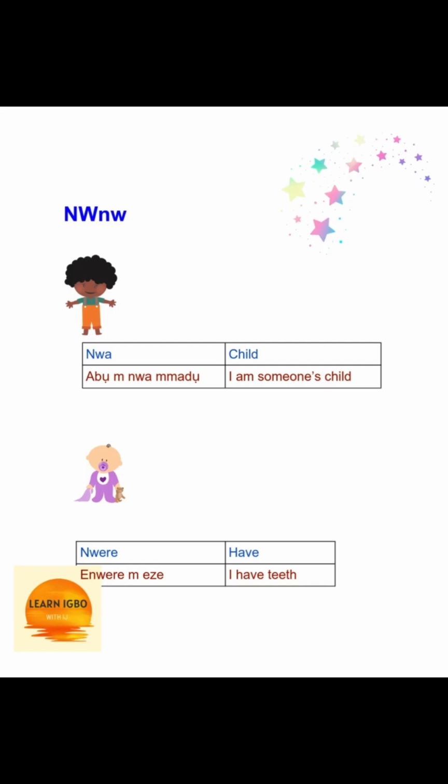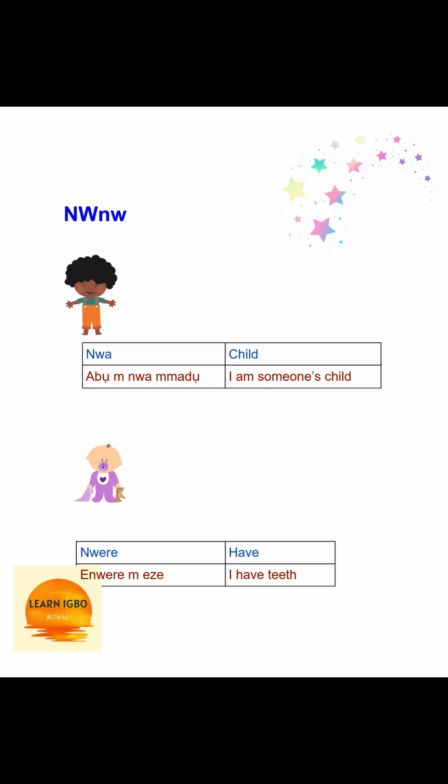Example number 1. Nwa. Child. Used in a phrase or sentence: Abum nwa mmadụ. I am someone's child.